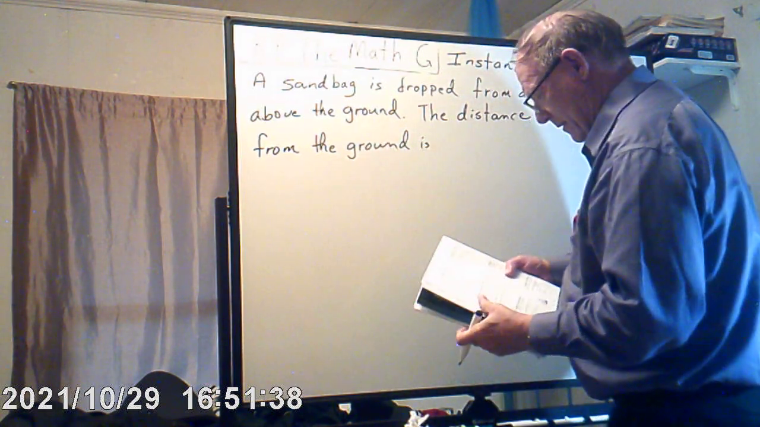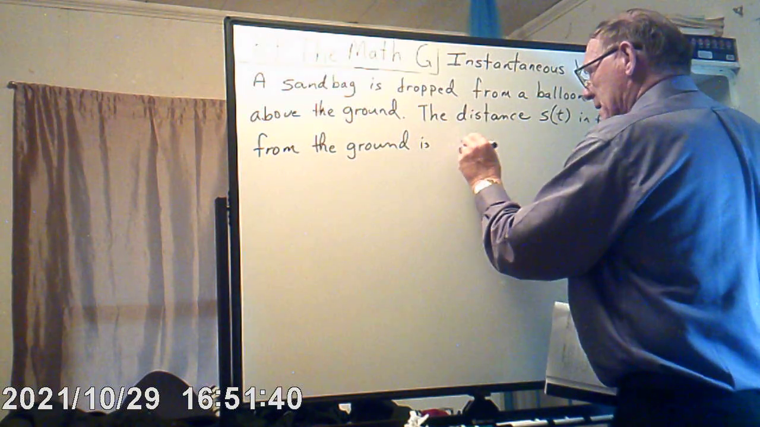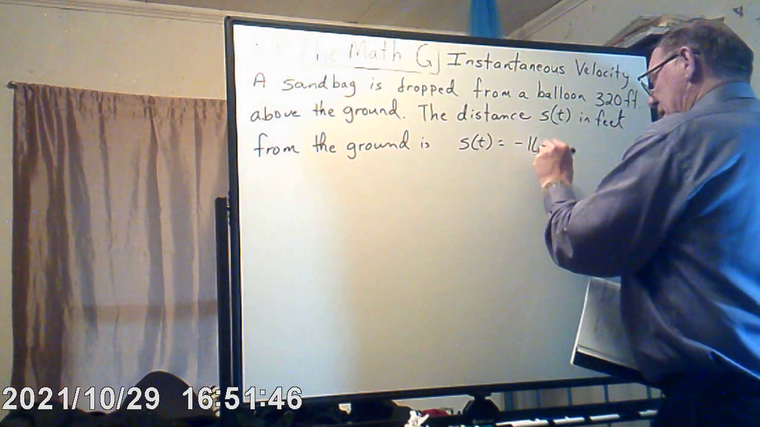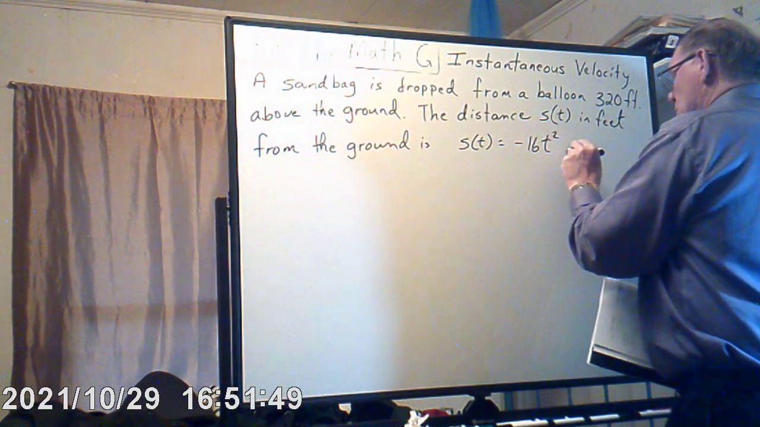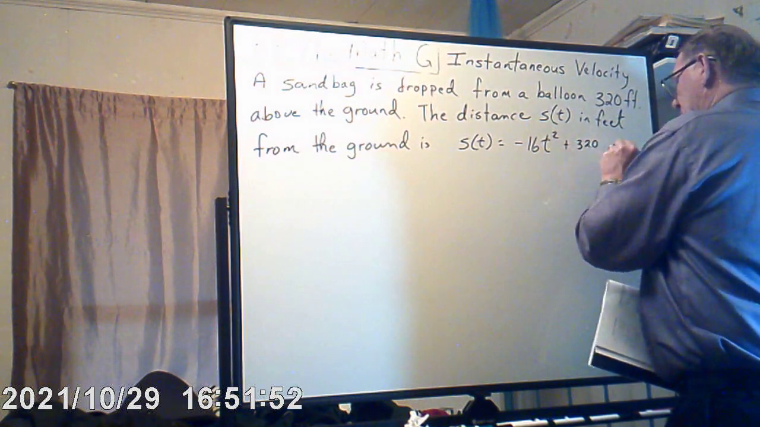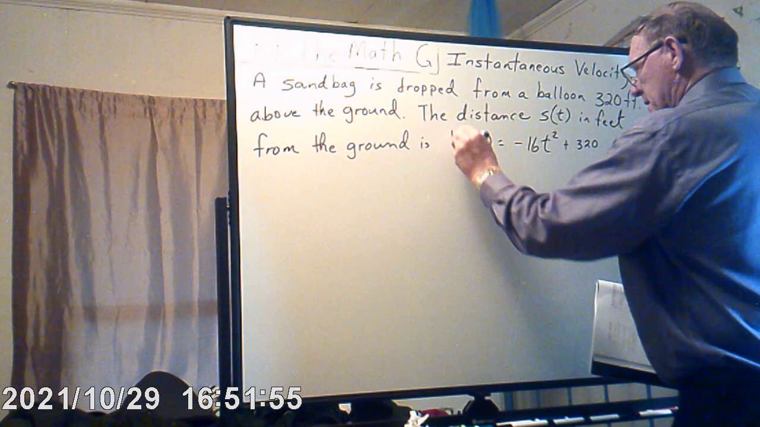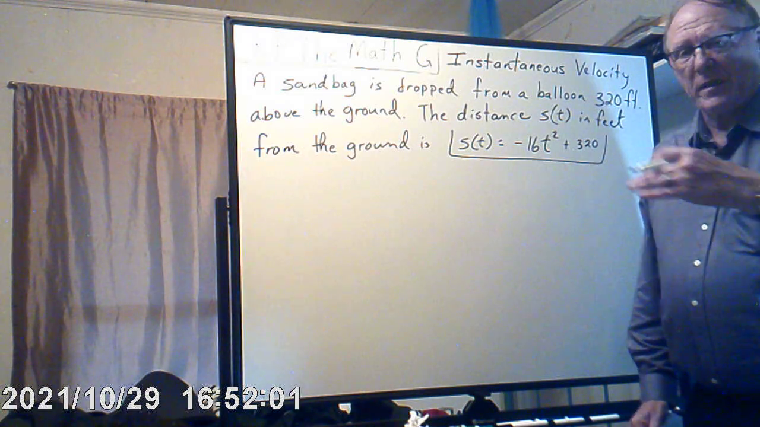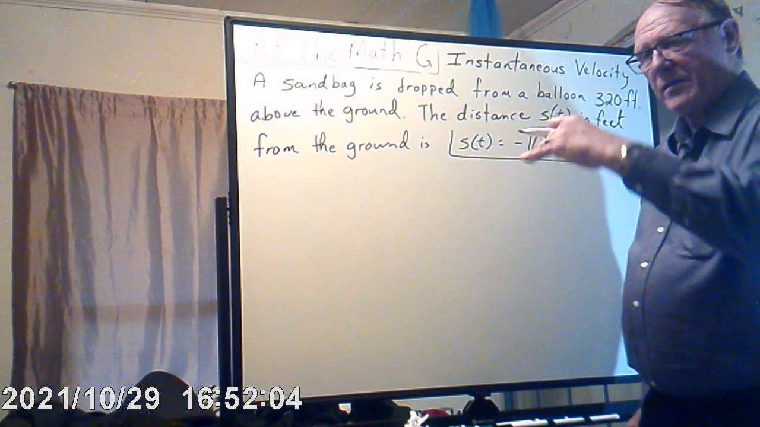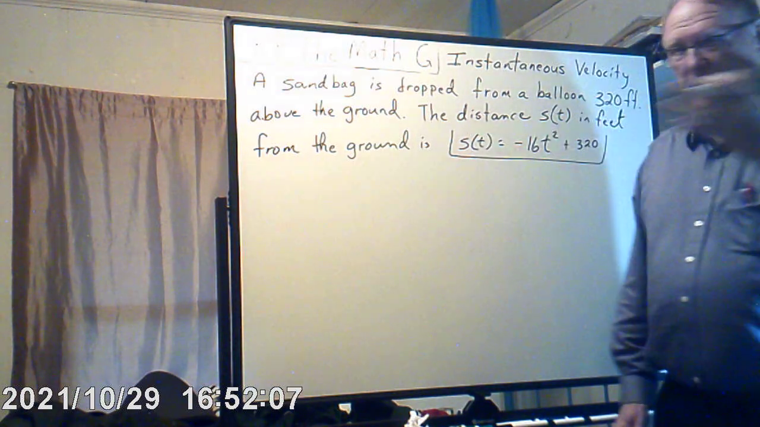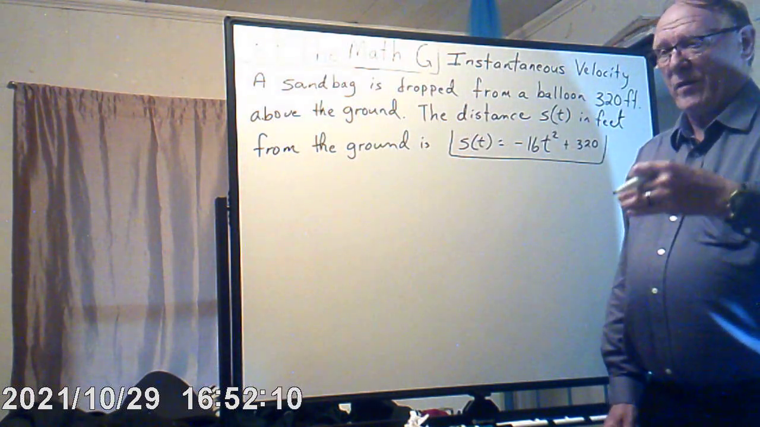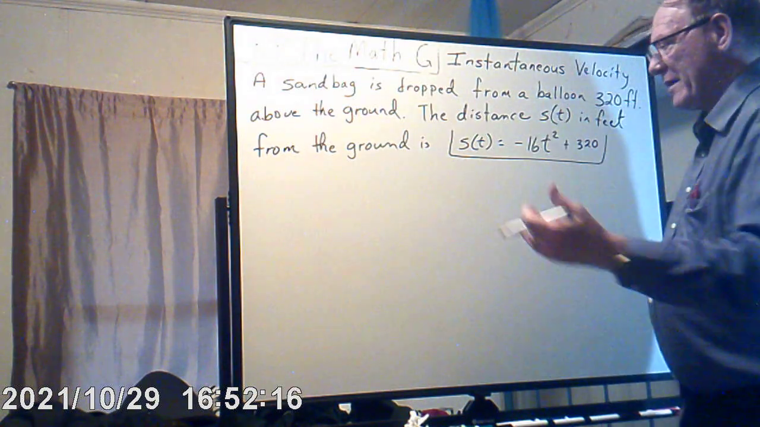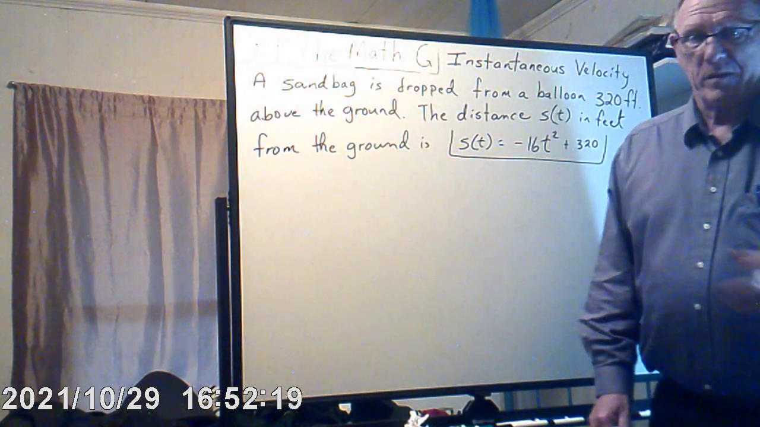S of T is equal to negative 16 T squared plus 320. Okay, that's the distance equation. There is a rule later on that if you take the derivative of the distance, you're going to get velocity. And if you take the derivative of the velocity, you get what you call acceleration. So we have first and second derivatives, which we're going to look at a little bit later on.